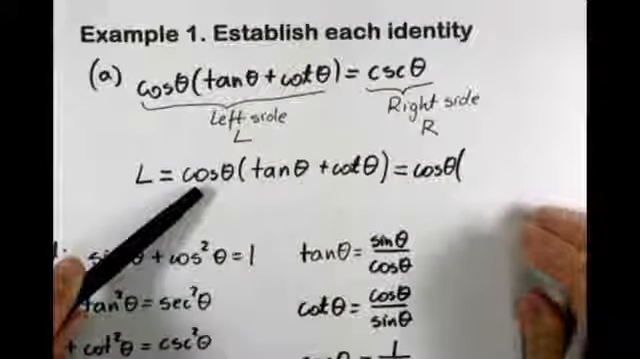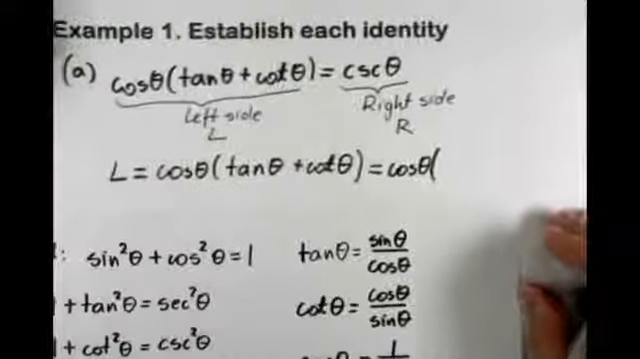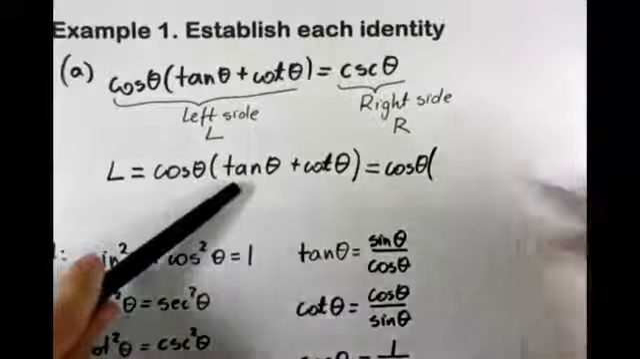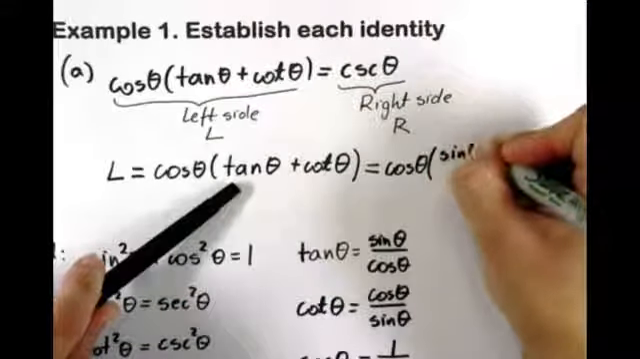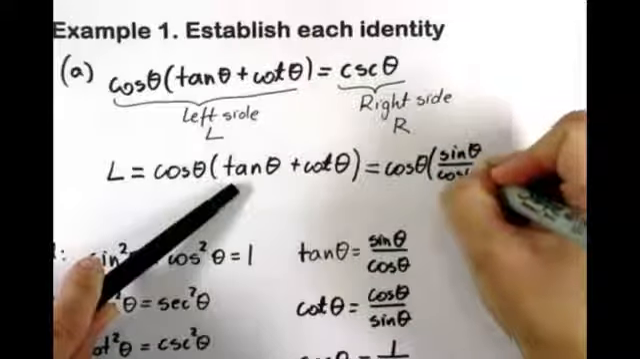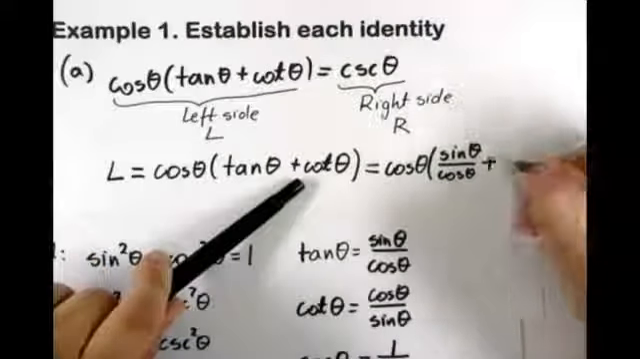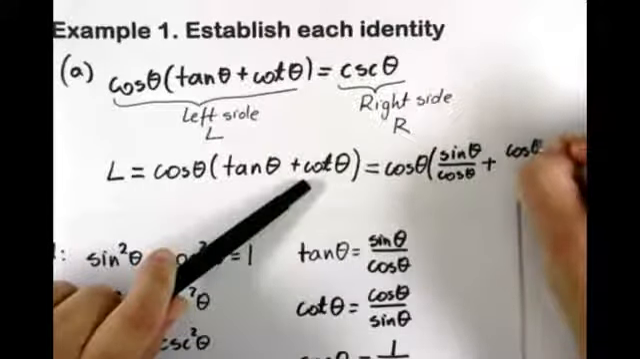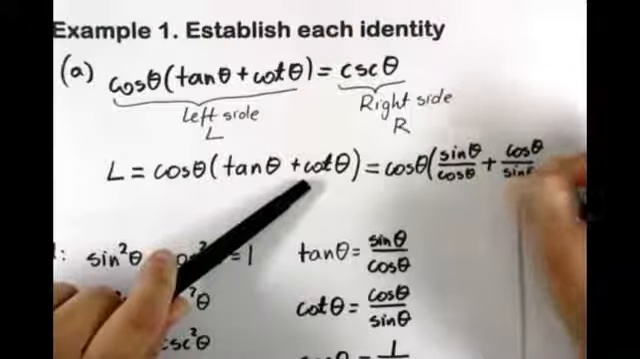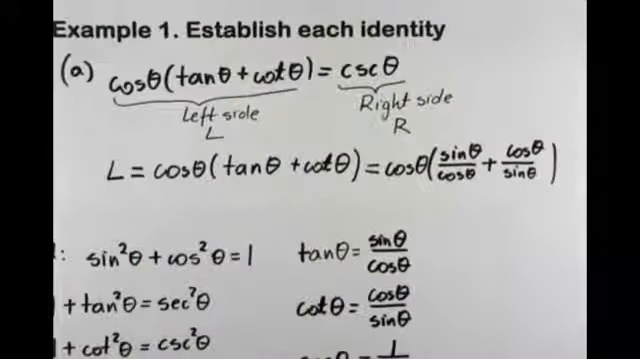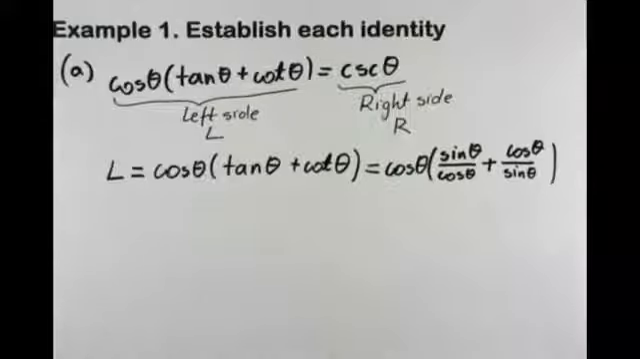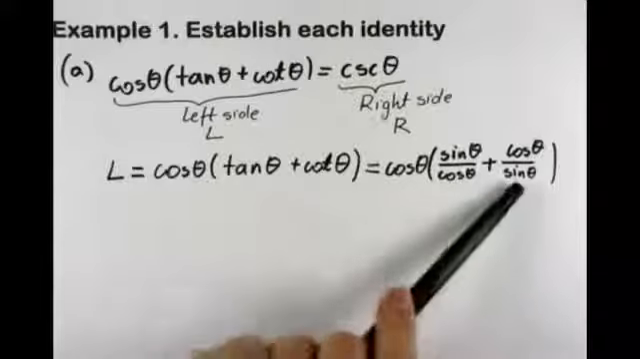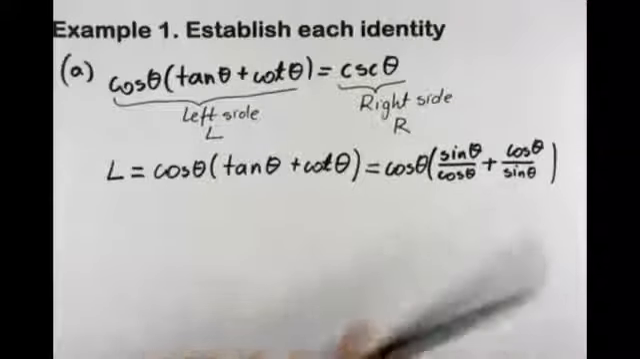Now in the bracket, for tangent we substitute sine theta over cos theta, and plus my cotangent, which is cos theta over sine theta. And now I'm going to find the common denominator of those two. The common denominator of cos and sine is nothing else but cos times sine.